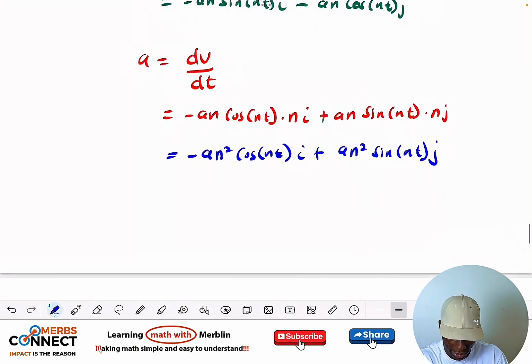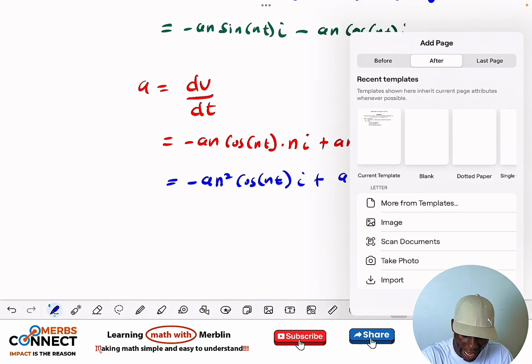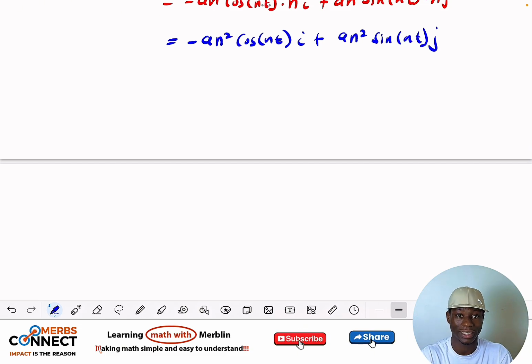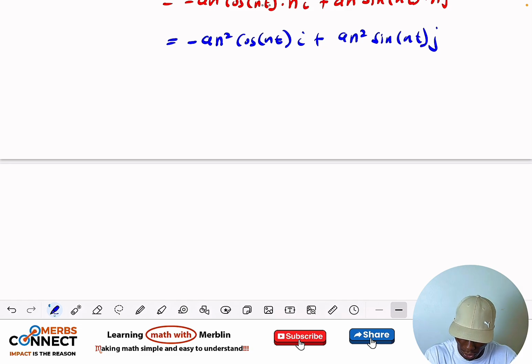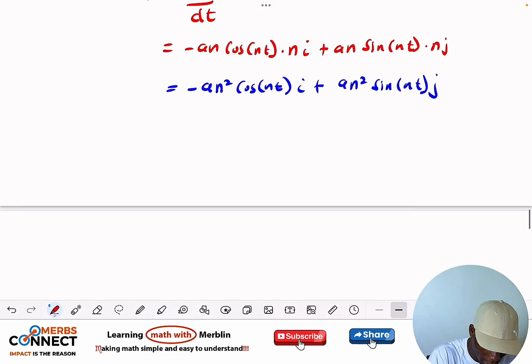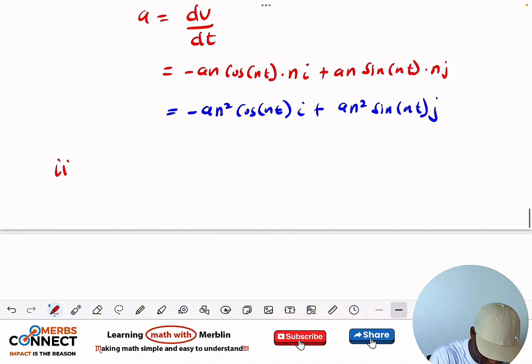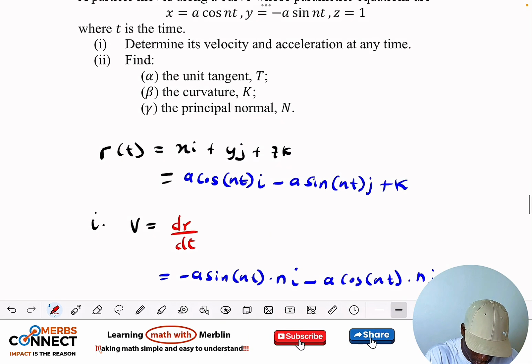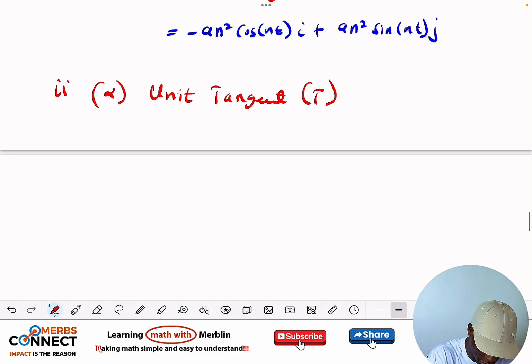Now let's look at part ii. With ii, we want to now find the unit tangent. So these are formula work and how to do the differentiation if you know how to do them. These are some of the questions that you need to do. Now, ii, first one, which is alpha, we need the unit tangent, which is T, right? Good. We need the unit tangent. So the first question is, what is the formula for the unit tangent?